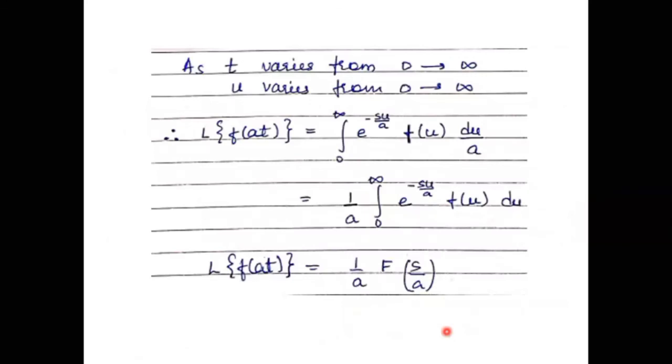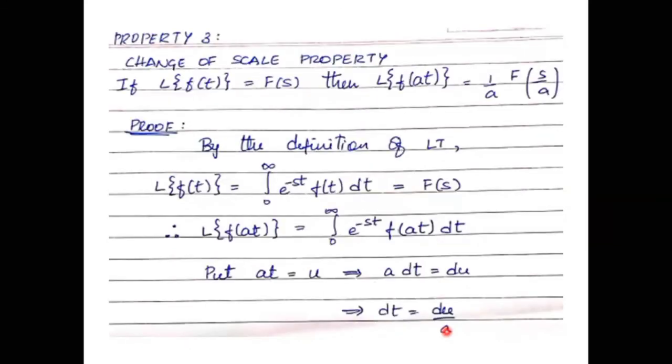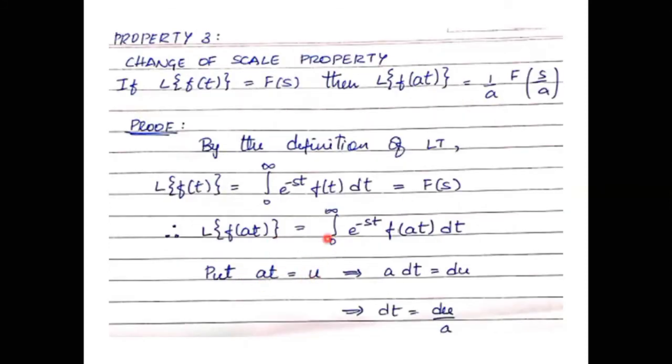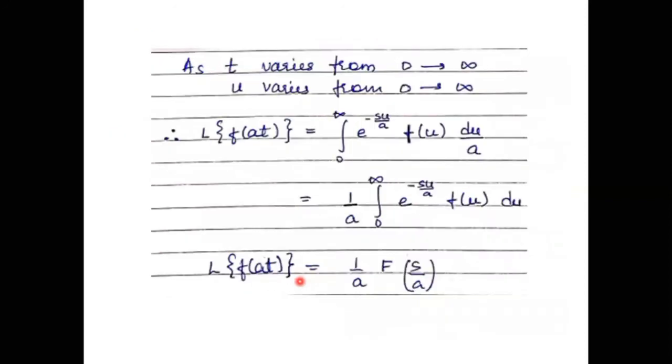See, as t varies from 0 to infinity, when t is 0, u is also 0. And when t is infinity, u is also infinity. So when t varies from 0 to infinity, you have u also varying from 0 to infinity. So I'll tell why I have used this substitution. See here, you can just see here.